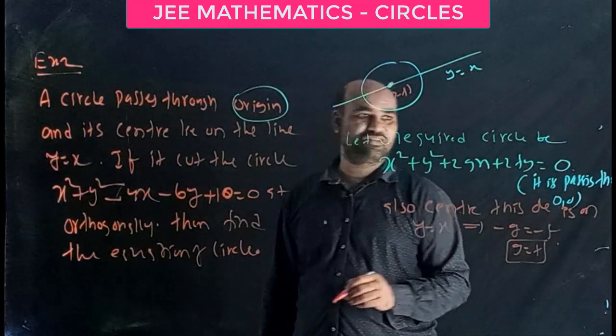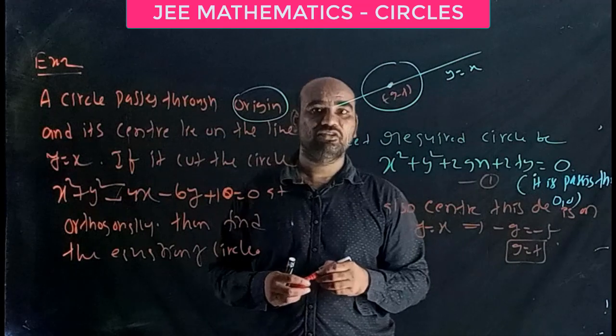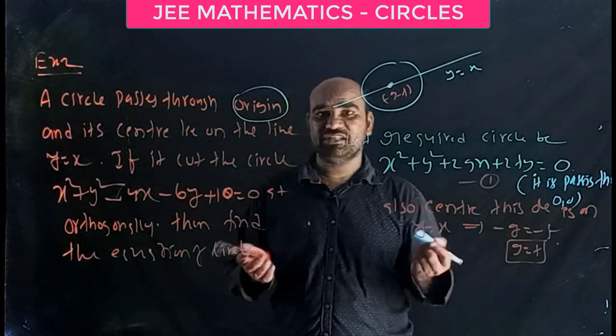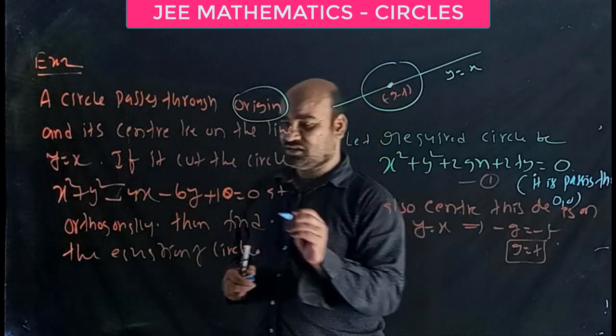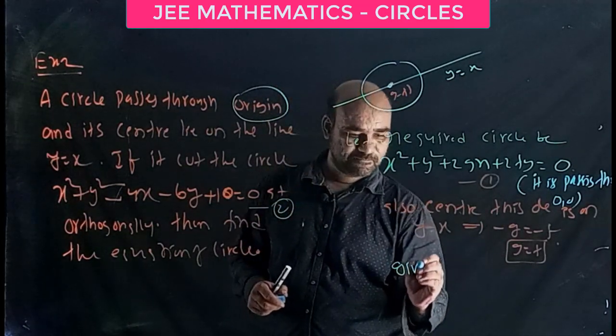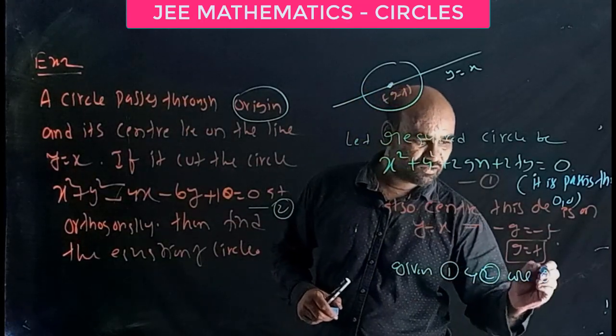One more condition is given. Say this is circle 1 and this is circle 2, both are orthogonal, means the angle between them is 90 degrees. So this is condition 2 in the problem only, given 1 and 2 are orthogonal.